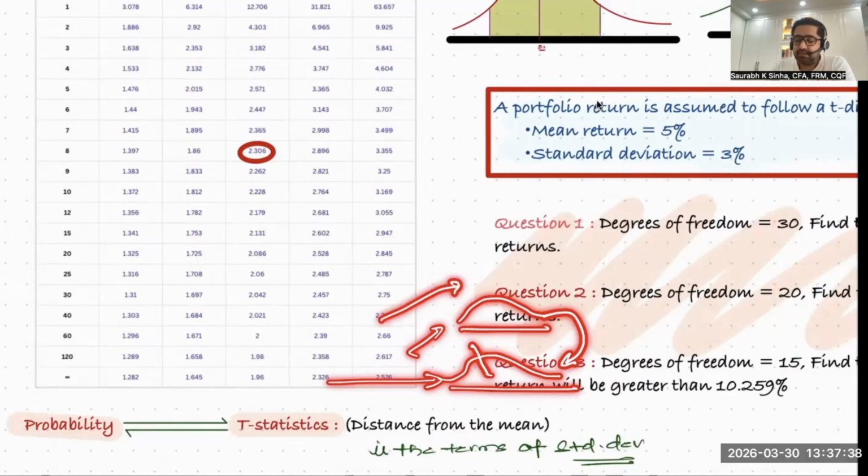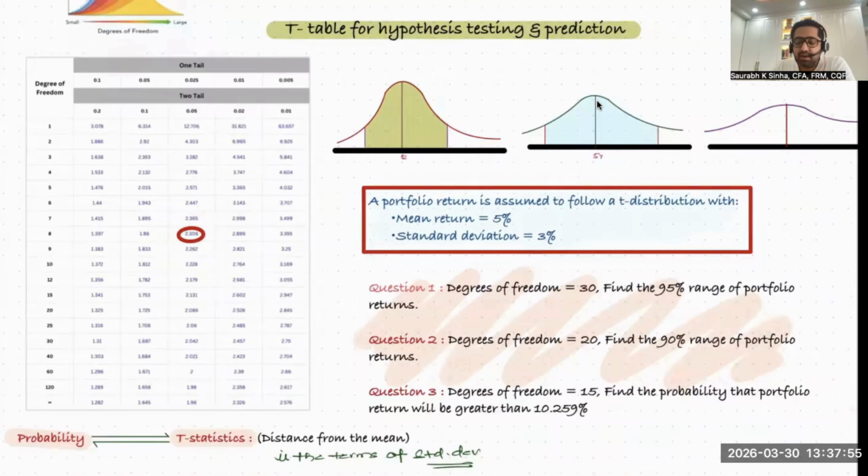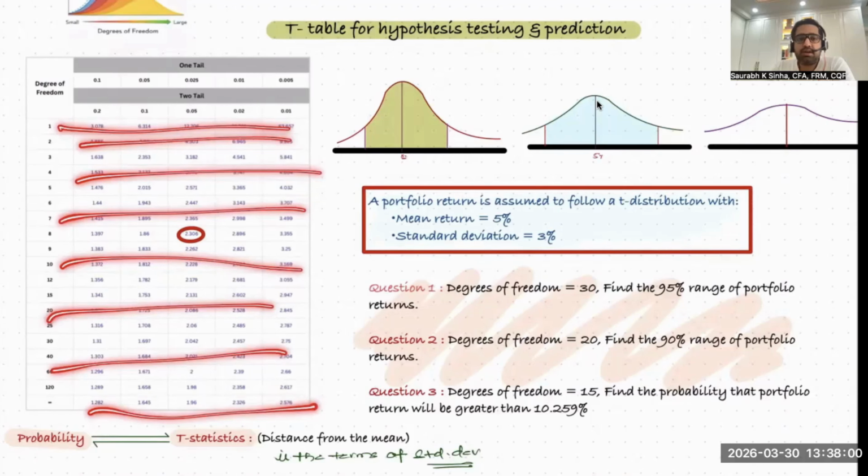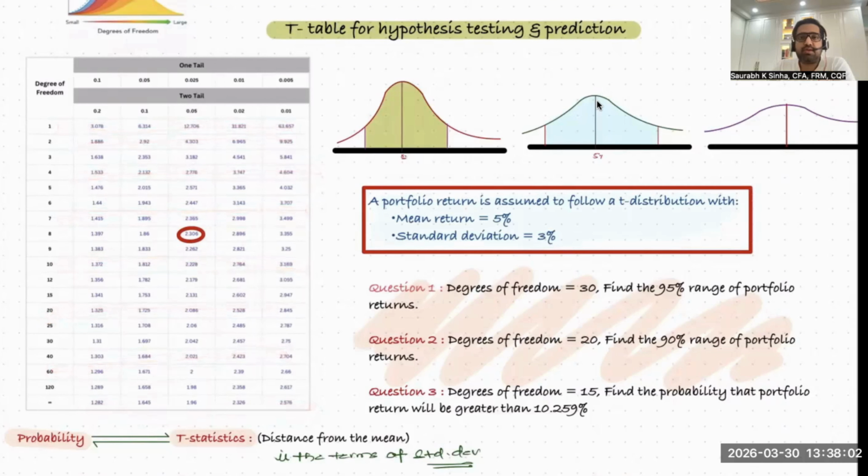For this degree of freedom, you have a much worse distribution than the previous one. As the degree of freedom decreases, the distribution shape changes, and it becomes worse and worse than the previous distribution. So every row in this T table represents what? A T distribution of a different shape. This is where the family of distributions is hidden.